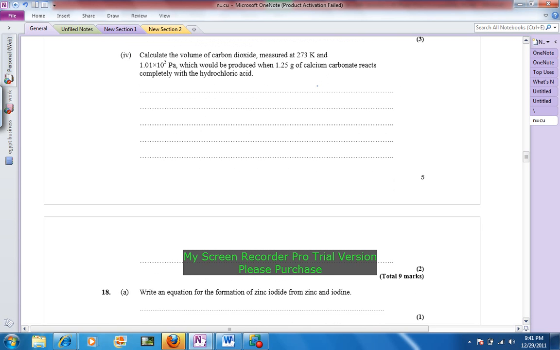Alright, moving on to the next one. It's asking you to calculate the volume of carbon dioxide measured in kelvins and with pressure given. When you see kelvins and when you see pressure, you know that you're going to use one of the gas law equations. And so I think here, because it's giving you the grams of calcium carbonate, it means that they want you to figure out moles. Okay?